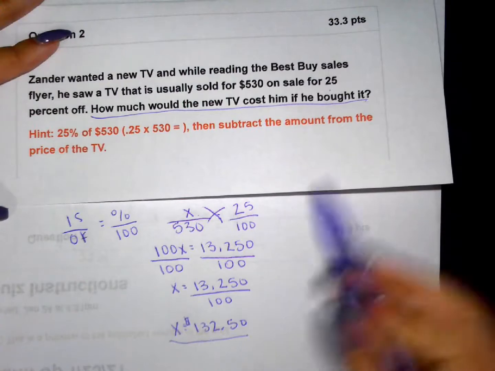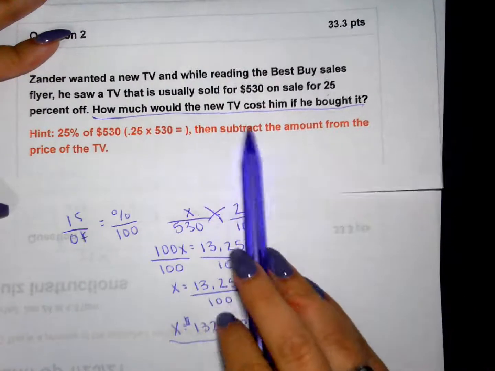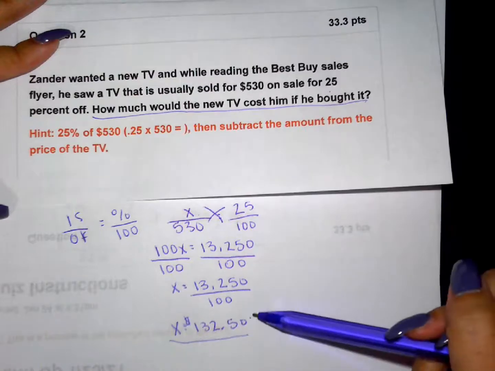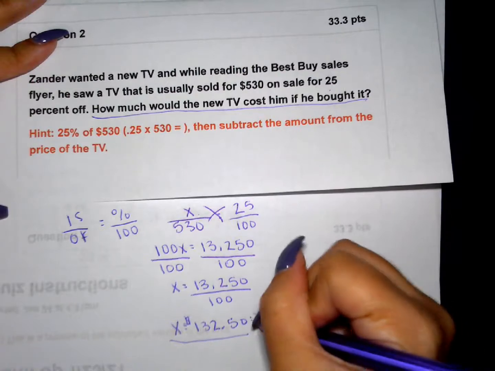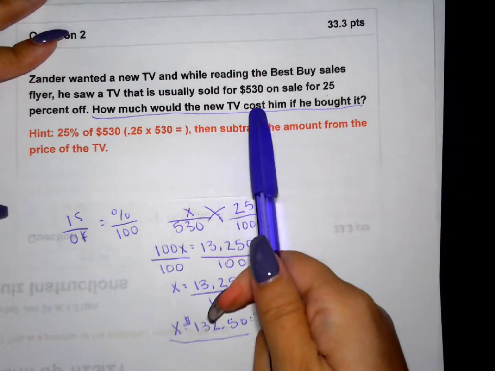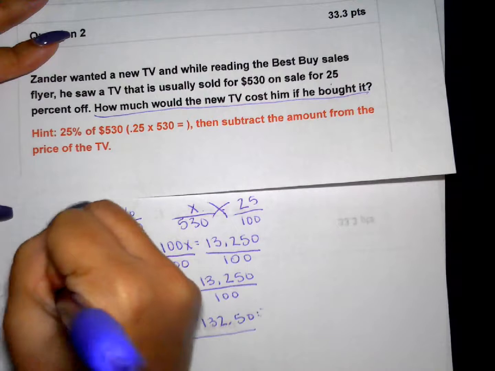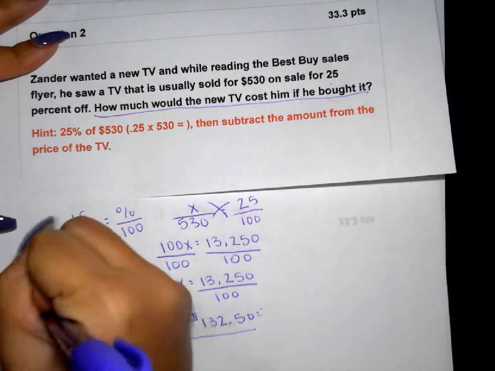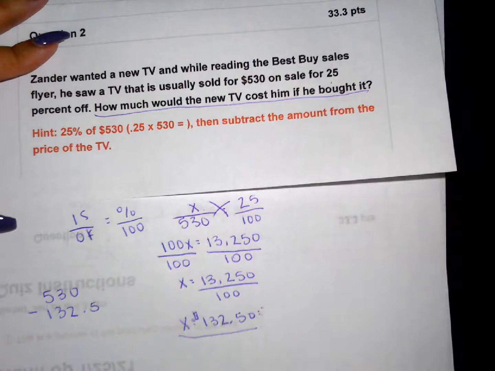Is that the question? Let's read the question. How much would the new TV cost him if he bought it? So this is not how much the new TV would cost. That's a cheap TV. What we're going to do is subtract this number from the original cost of the TV. So we're going to do 530 minus 132.5. We can just do 5 right here. That's okay.